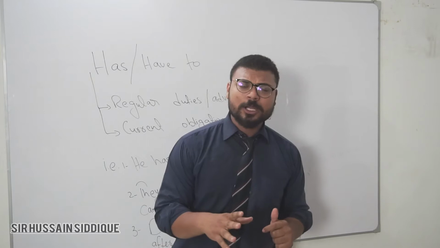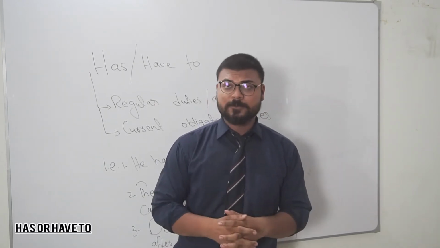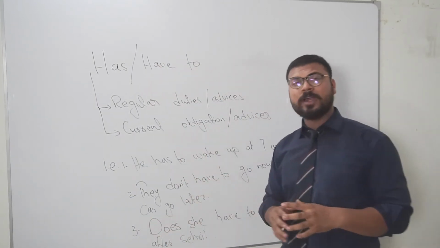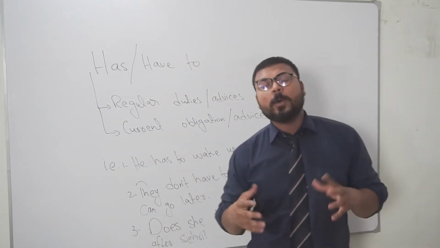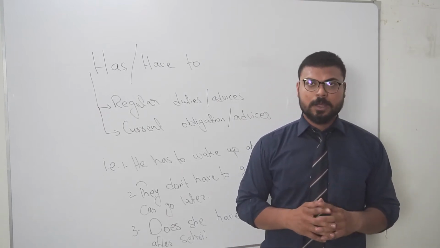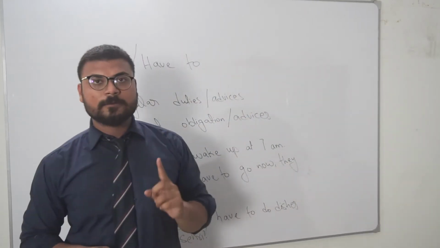So, as you all know, these days we're working on the modal verbs, the auxiliary verbs. So we have got another one, which is has to or have to, right? So where do we use has to and where do we use have to? Let me tell you the first thing. The rules of present simple tense are followed here.